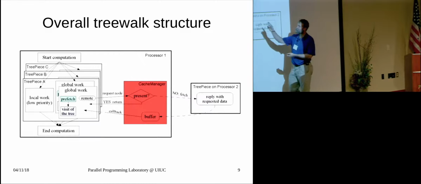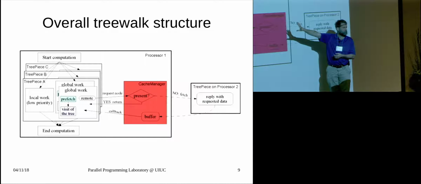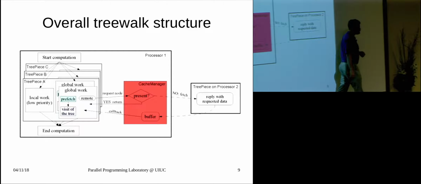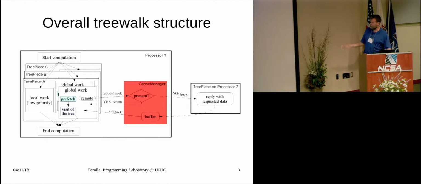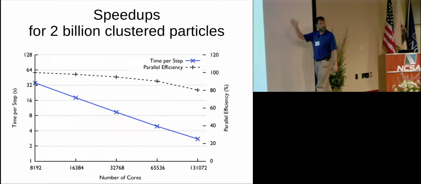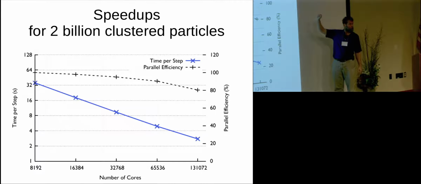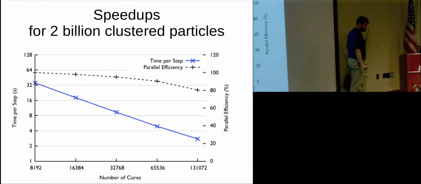We have an addition here. We recognize that if one tree piece needs a remote node, probably the other tree pieces on that same processor need that same remote node, and so we have a software cache to reduce the amount of communication. And the usual Charm++ overlap of computation and communication happens naturally. And that allows us to scale to large numbers of cores. This is on the Blue Waters machine, where we have a 2 billion highly clustered particle simulation, similar to that opening picture that I showed you, scaling to over 100,000 nodes.